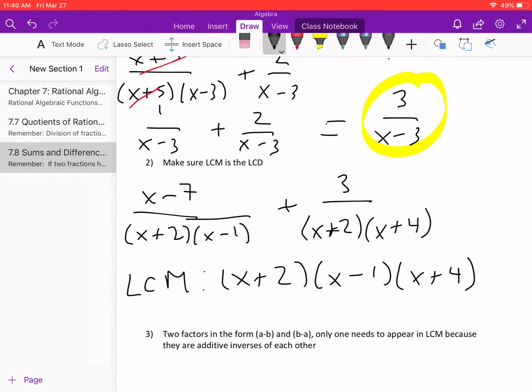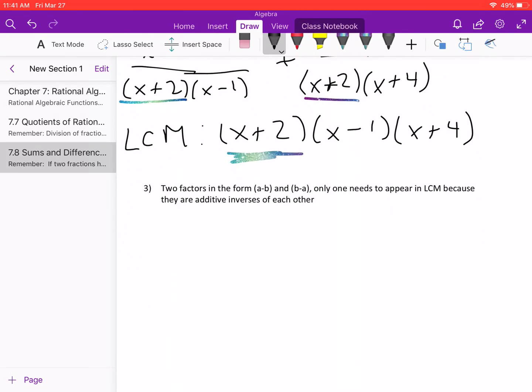One thing you might be sitting there asking is, well, why is there only x plus 2 once? We only need it to appear once. So even though it appears both here and here, it only needs to appear once in the least common multiple.